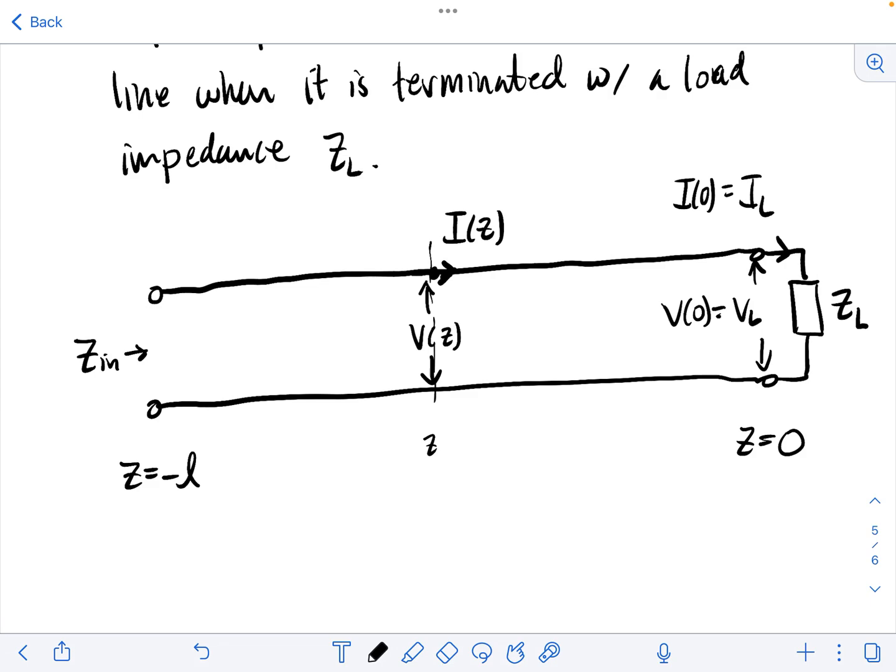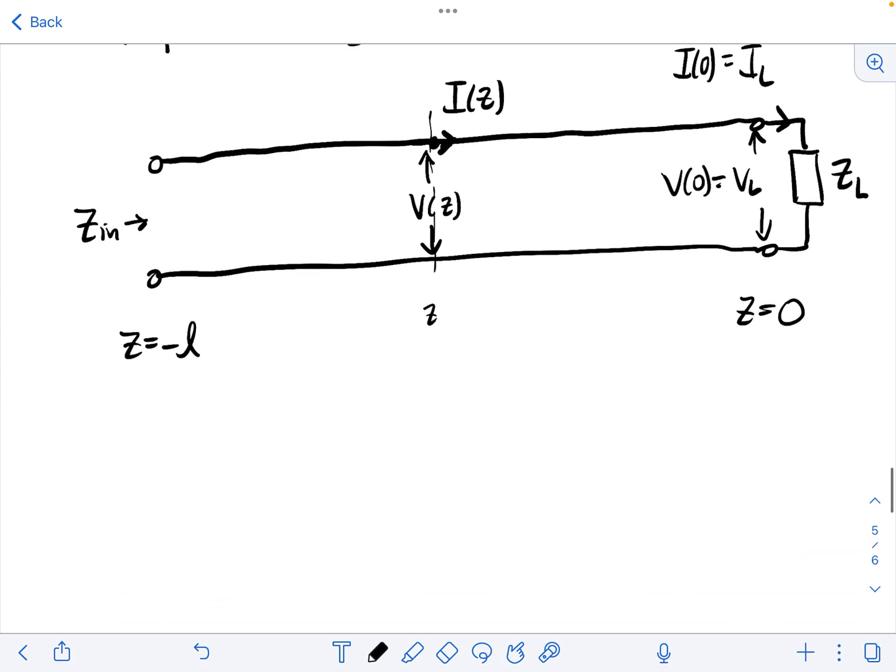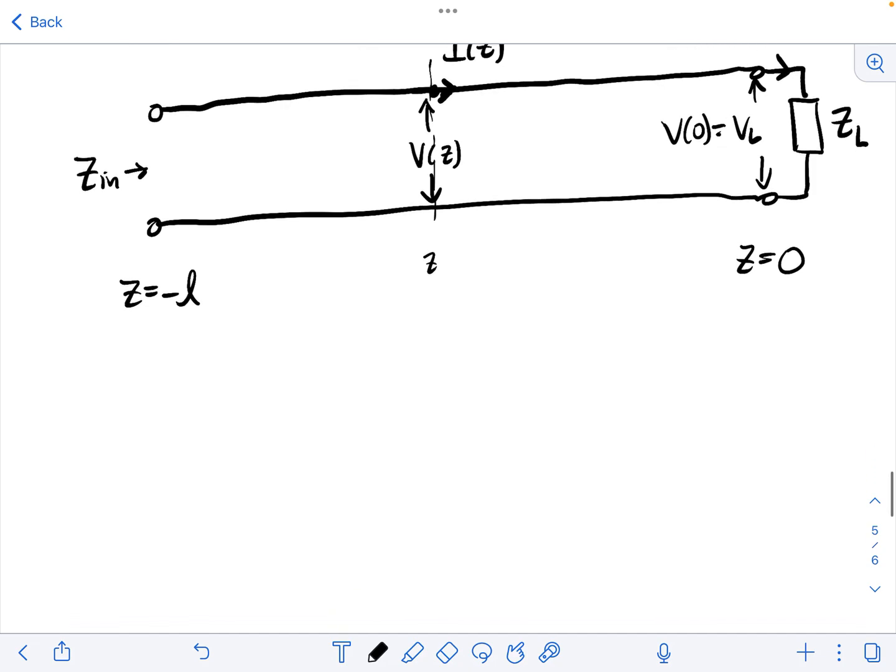Okay, so we're going to go back and we're going to use some of the results that we've already been using. So let's say that we know the following. We know the Z dependence of the voltage amplitude and current amplitude, and they're given by these expressions, which are now beginning to be a little familiar.